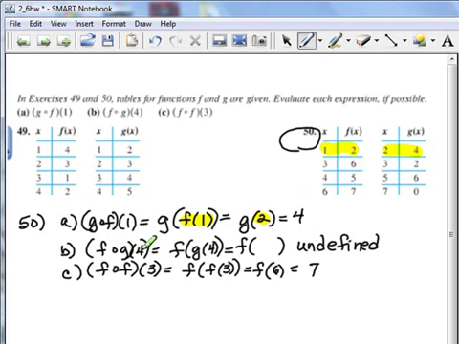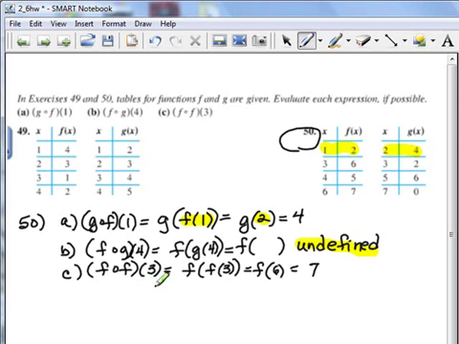F composed with g of 4 means to find f of g of 4. Well, if you look at our function g, there is no x value of 4. So since this function is not defined at 4, we cannot find that composition. So that answer would be undefined.